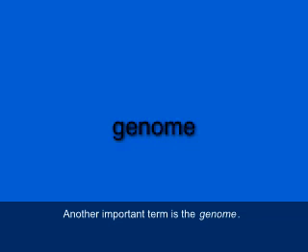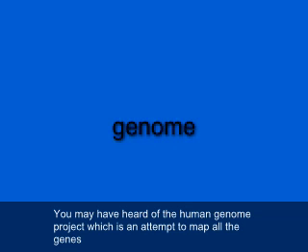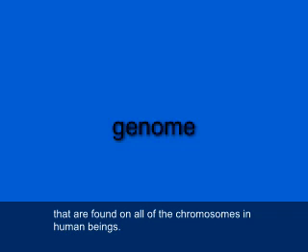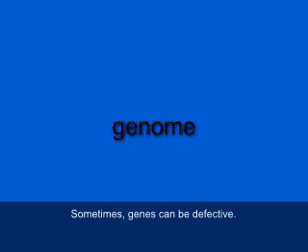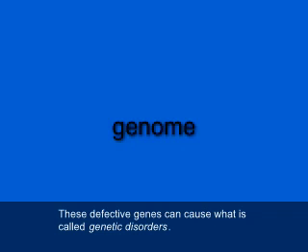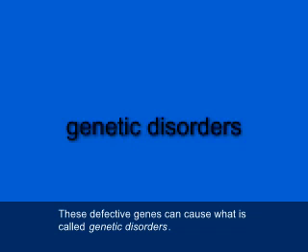Another important term is the genome. You may have heard of the Human Genome Project, which has been an attempt to map all of the genes that are found on all of the chromosomes in human beings. Well, a genome is an entire set of genes that are derived from one parent. Sometimes genes can be defective, and these defective genes can cause what are called genetic disorders.